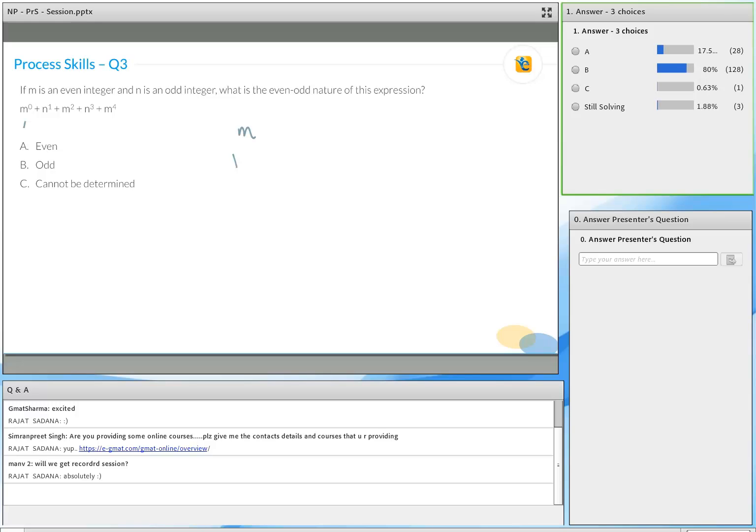So we can write this down as m plus n plus m plus n plus m, right? But over here you have n to the power 0. Now what is n to the power 0? It's 1 always, right? So now 1 is an odd number. What is n? N is an odd number. What is m? M is an even integer. N is odd again, and m is even, right? So you have two evens over here, which is even. Even plus even is even. And then you have three odds, which is odd, right? So odd plus even is odd, right? So the correct answer over here is choice B.